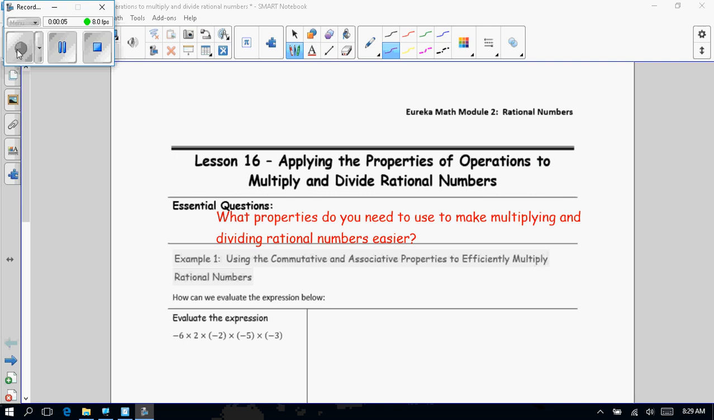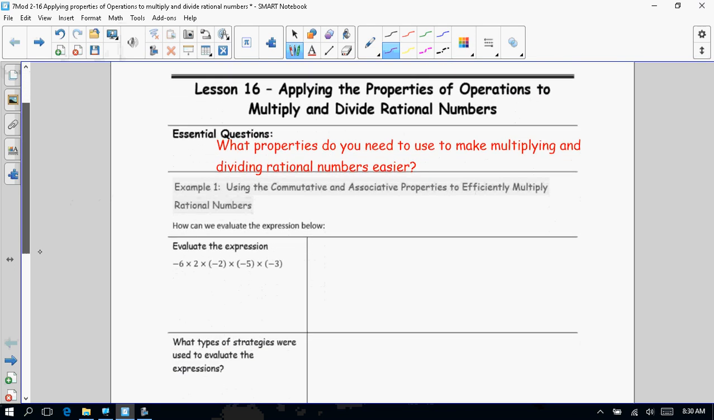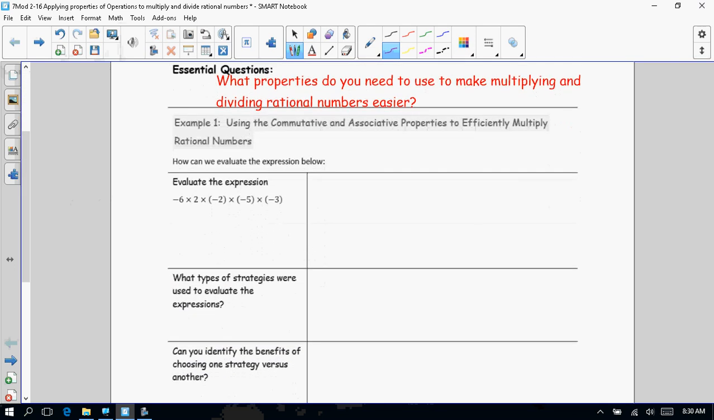Module 2, Lesson 16. I'm on page 94. Applying the properties of operations to multiply and divide rational numbers. All right, essential question. What properties do you need to use to make multiplying and dividing rational numbers easier? I don't want you to have to struggle through doing these problems on your own, paper, pencil, in your own head, whatever. Using properties will make it a lot easier for you.